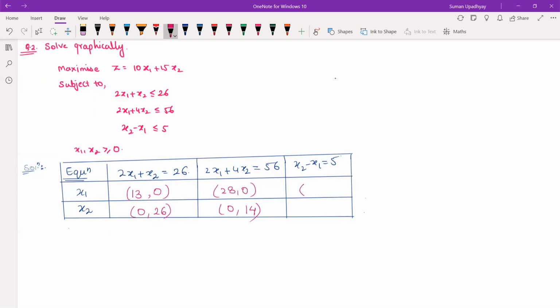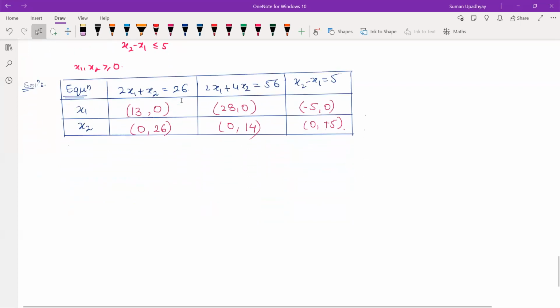Yes, ma'am. Okay, so for the third, 5,0, and then 0,-5. No, did I do it wrong? Okay, I think this is minus, so this will be plus. So -5,0 and 0,5. Correct.